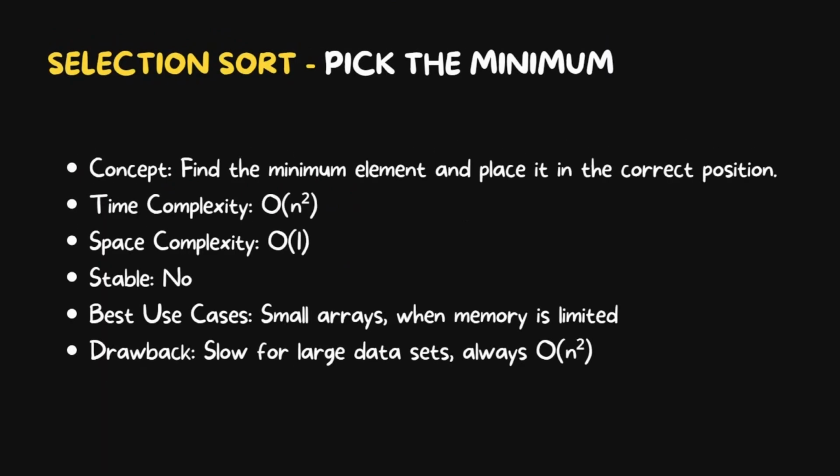Selection sort improves on bubble sort a little, but still isn't very efficient. Its concept is it finds the smallest element and places it in the correct position, repeating this for each element. Its time complexity is order of n square, still quadratic. Space complexity is order of 1, sorts in place. It has no stability because it swaps elements without considering the order.